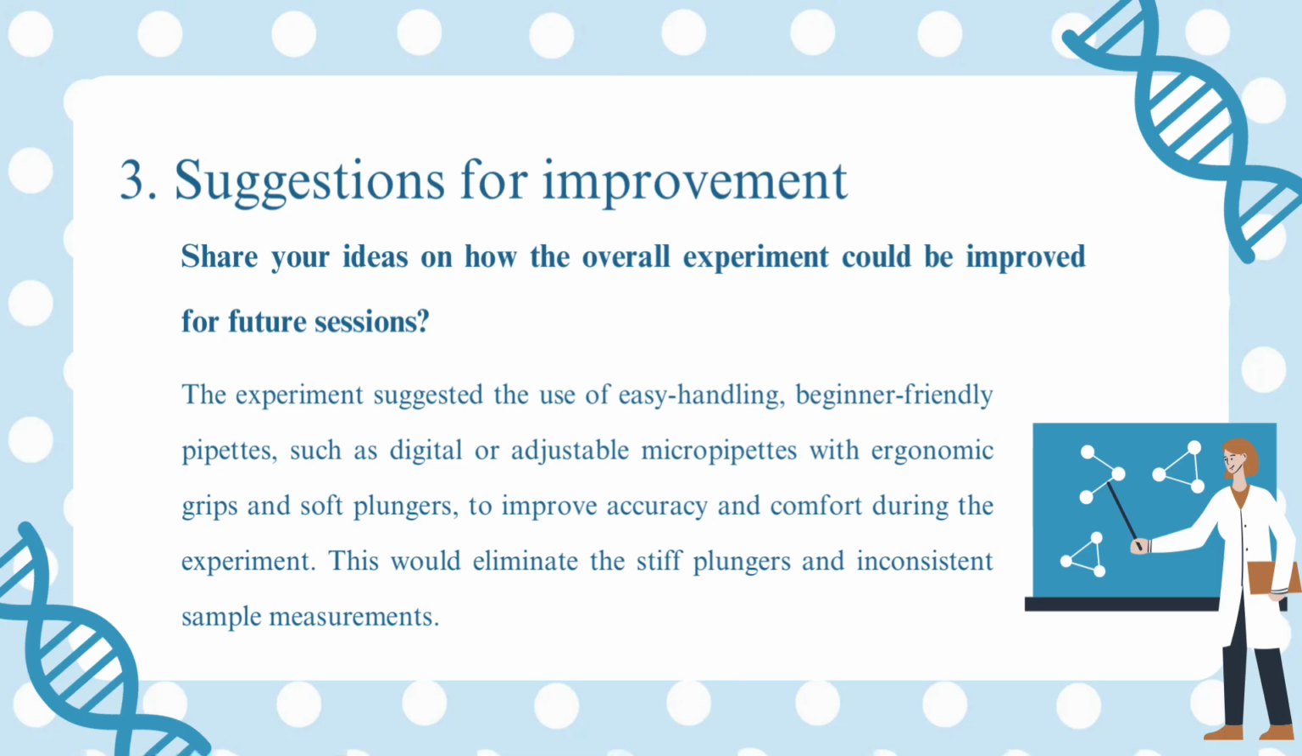Suggestion for improvement. The experiment suggests the use of easy-handling, beginner-friendly pipettes such as digital or adjustable micropipettes with ergonomic grip and soft plungers to improve accuracy and comfort during the experiment. This would eliminate the stiff plungers and inconsistent sample measurements.